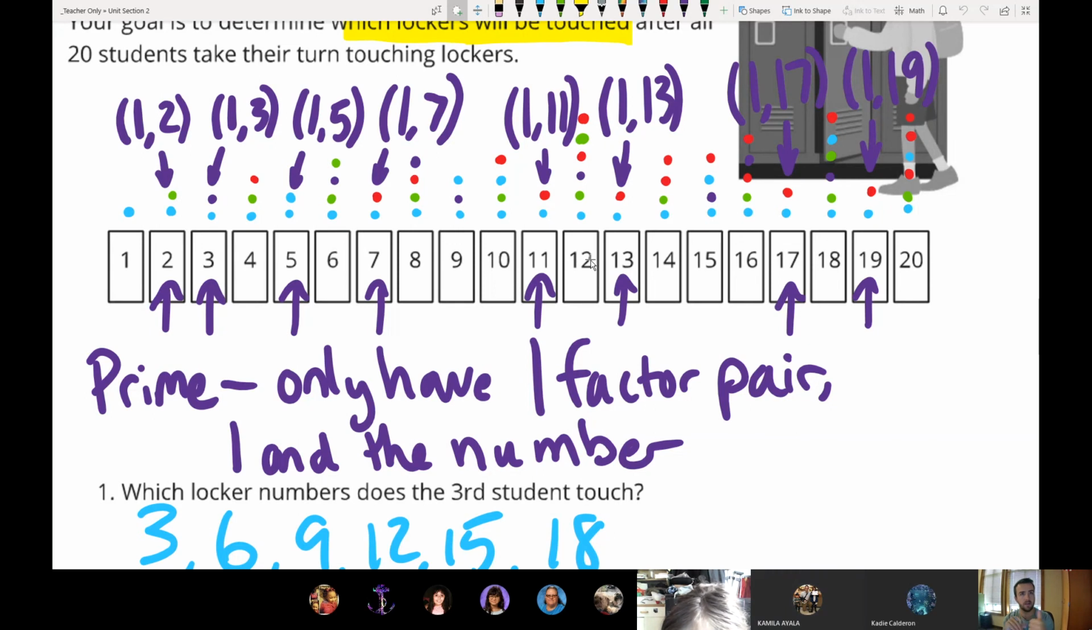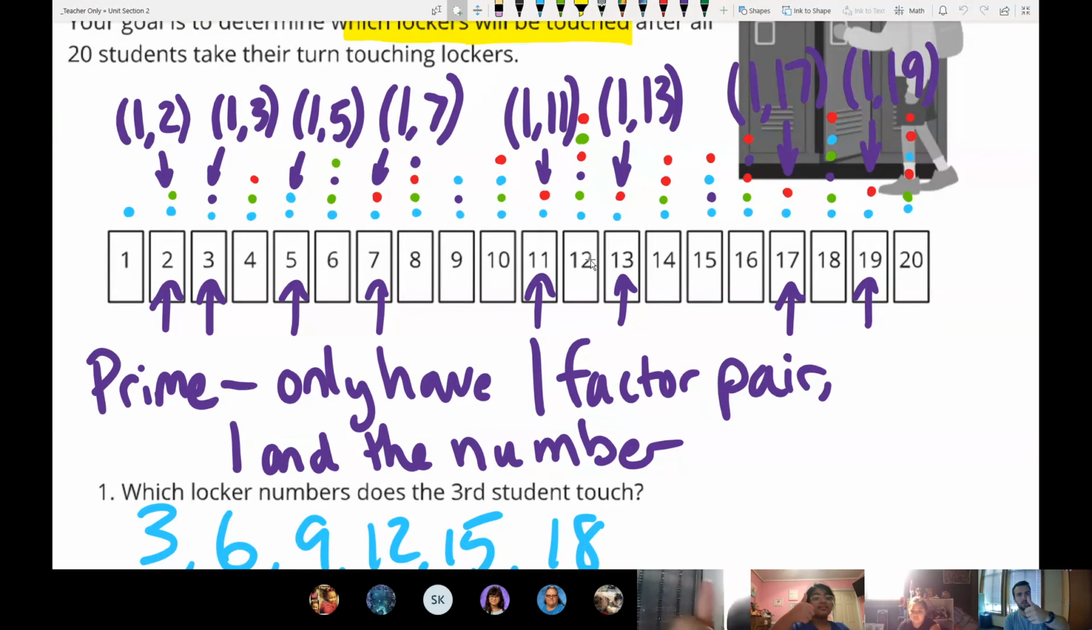Okay, can I see some cameras and give me a thumbs up, sideways, or down? Show me I'm getting this. Thumbs up is I know what prime numbers are. I know why these listed numbers are prime. Sideways is I'm kind of getting there, but not quite yet. And thumbs down is I'm not sure. I need some more help. Okay. So I see sideways and up. Okay.